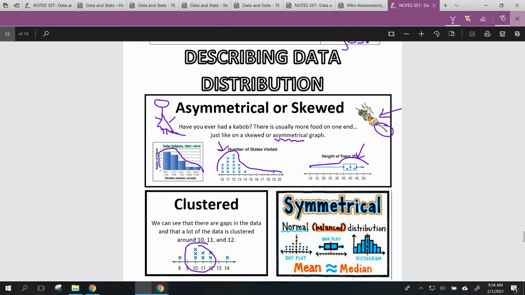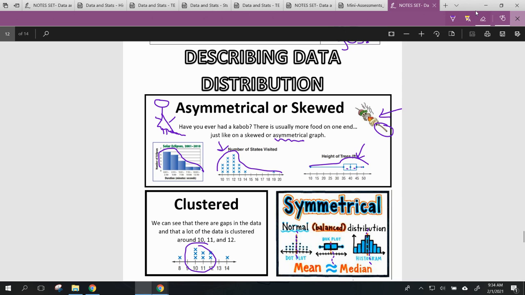And then symmetrical, normal, balanced distribution. Just like we have here, can you see how it's got that orange line right down the middle? If we were to draw a line down our face, it's pretty much the same on both sides. It's not going to be exactly perfect, but it's pretty much a mirror image. If we were to take our graph and fold it down the middle right there, we would expect it to look pretty much the same on both sides.